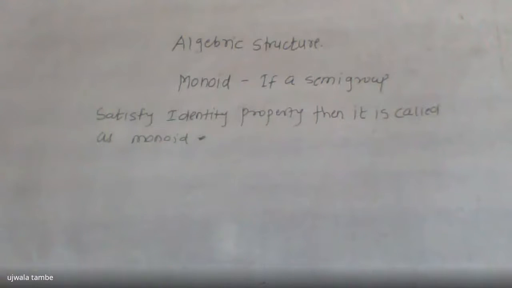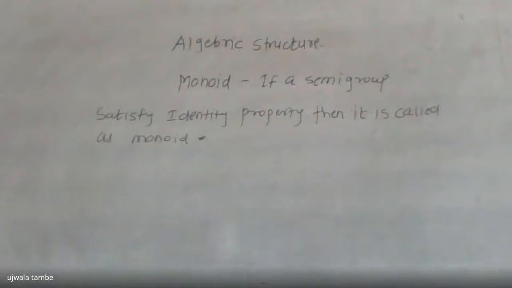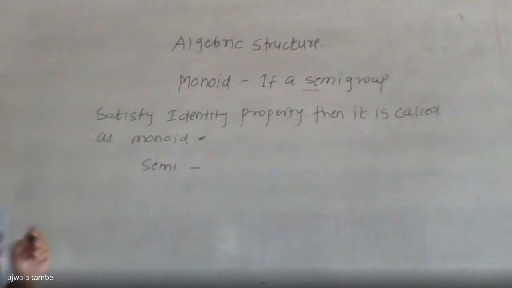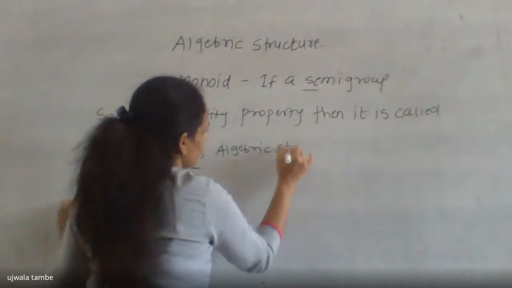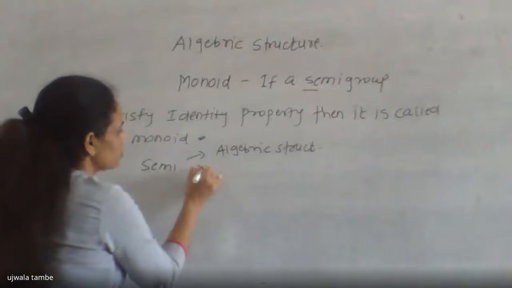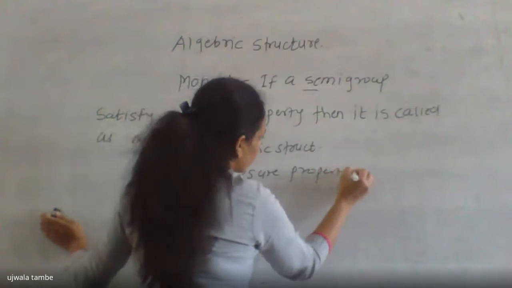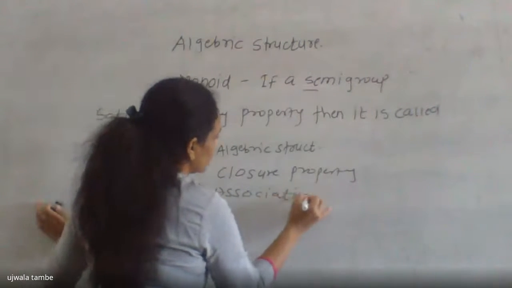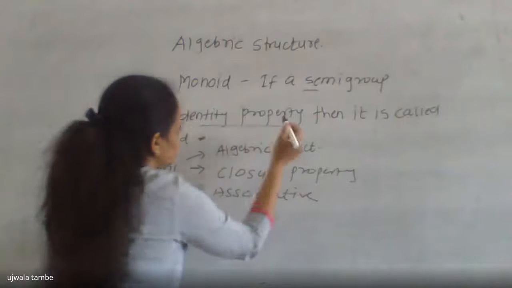As we know, what is meant by semigroup? If it is an algebraic structure and satisfies associative. So for a semigroup, we require two properties. That is, it must be an algebraic structure, and for an algebraic structure, it must satisfy the closure property. Then for the semigroup, it must satisfy associative. Then it is a semigroup. And what is meant by monoid? If a semigroup satisfies the identity property.